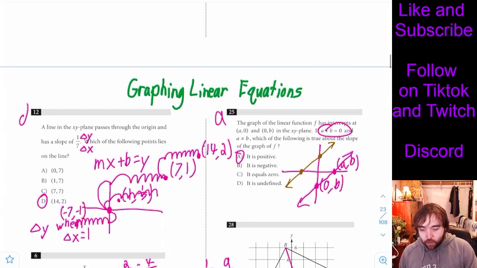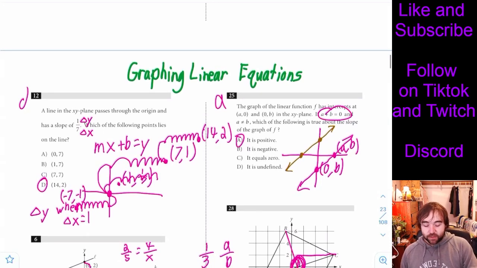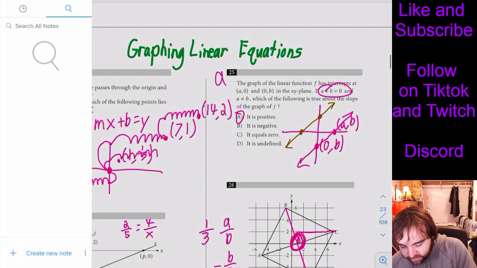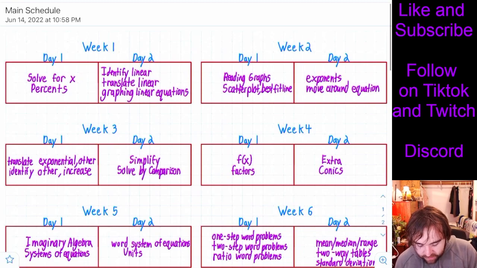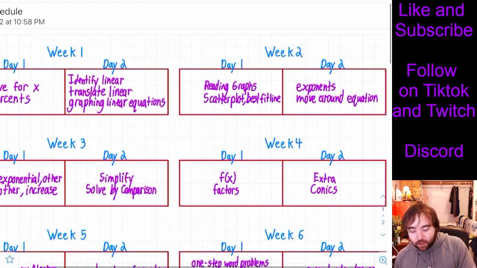So next, we'll be doing another section. Which section is next? Let's look at our schedule. Next up should be reading graphs. So more talking about graphs.